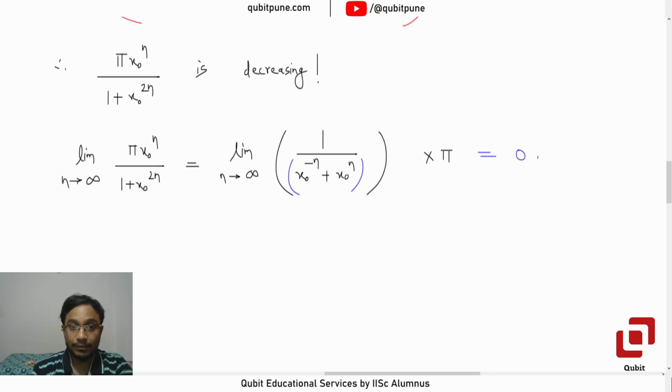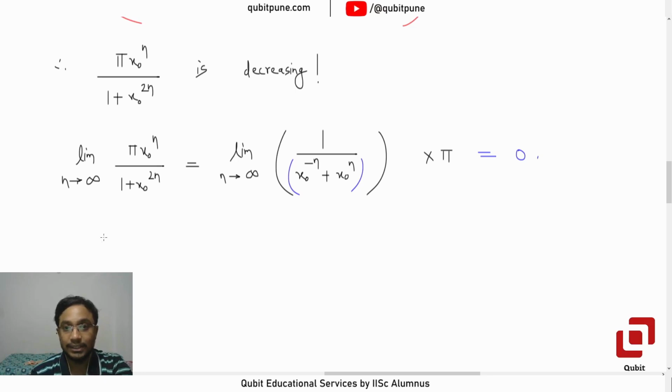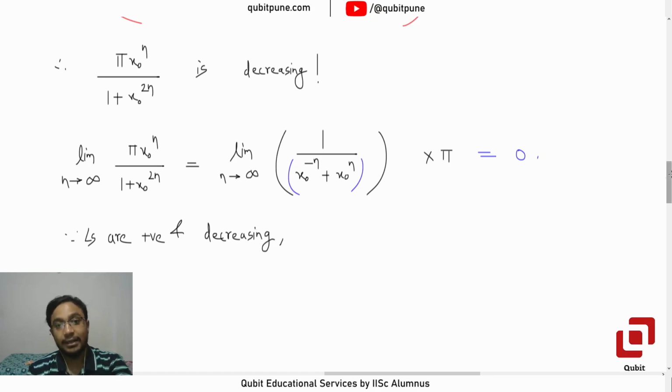Which means the angles start from pi by 2 if you want to take x naught as 1, and then the angles eventually decrease to 0. Angles are decreasing to 0. So what can we say? As angles are positive and decreasing, what will happen to the sines?